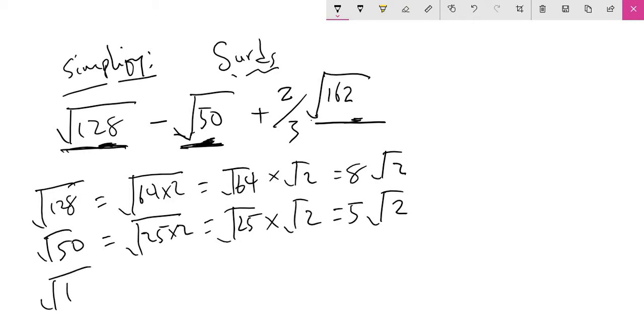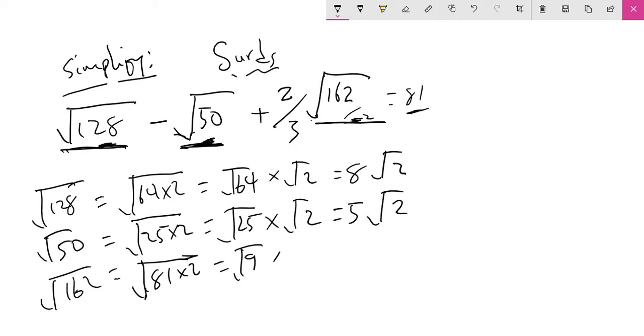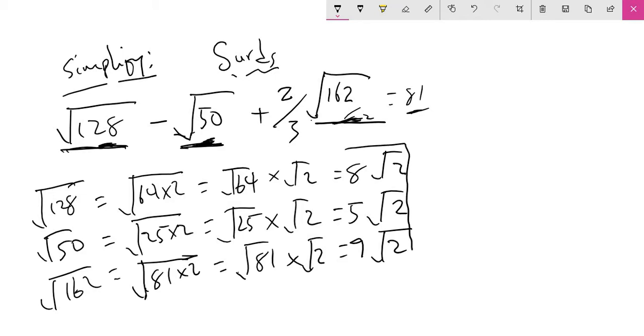And root 162, again, if you divide this by 2, you'll get 81. And 81 is a perfect square. So we have root 81 times 2, and this gives root 81 times root 2. And this root 81 is 9, so 9 root 2. So all these terms, we have simplified them to this.